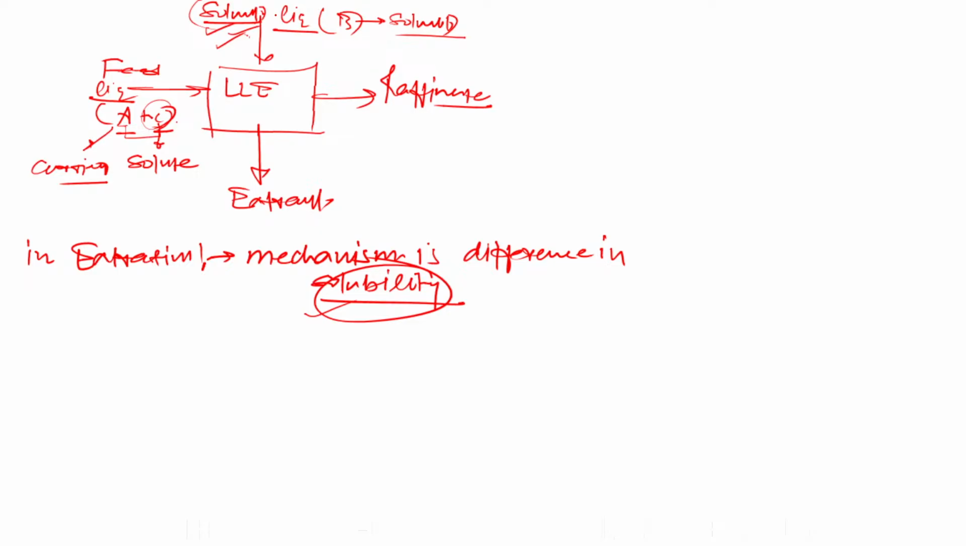Is this clear? Any problem? The mechanism is difference in solubility. So in absorption and stripping, if you recall, the solvent that we have used is insoluble in the carrier. But here that solvent may also have some solubility for the A as well as for the C. That's why in the raffinate phase, all three components may be present. Similarly, in the extract phase, all three components will be present. Why? Because the solvent may have some solubility for the A as well. Clear?